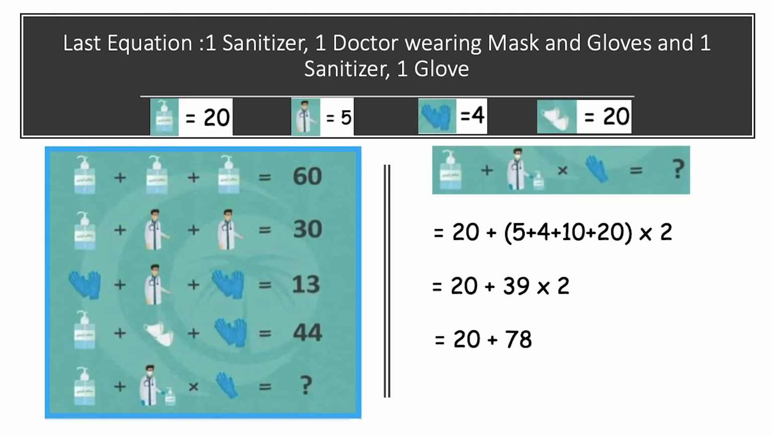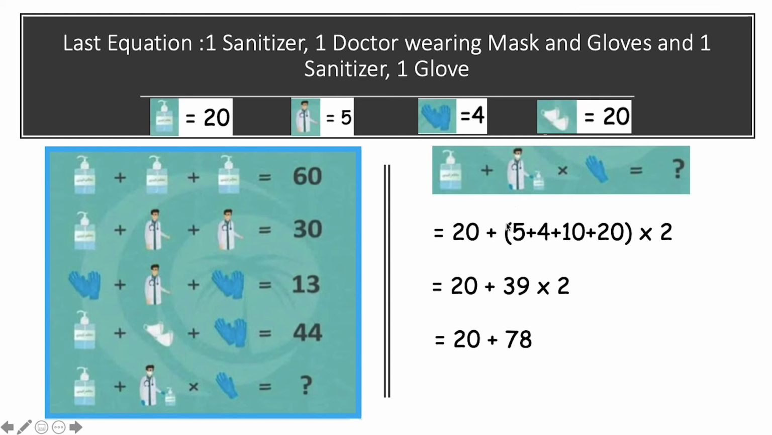So in the last equation, we have one sanitizer, one doctor wearing mask and gloves, with one sanitizer bottle into one glove, and we have to find out the value. Now putting the values here. Here we have one sanitizer bottle whose value is equal to 20. Now seeing our second picture very carefully.